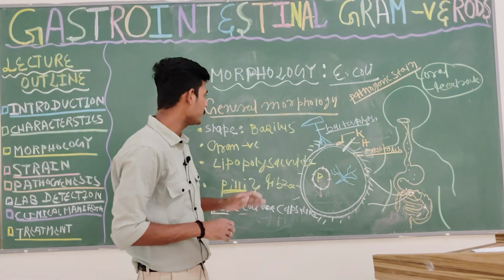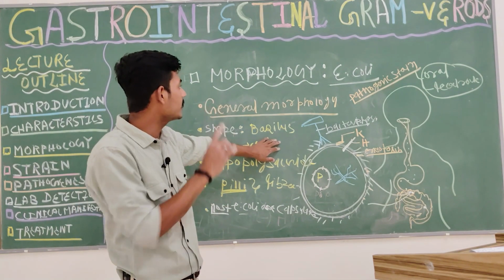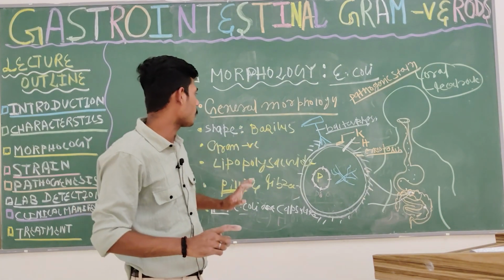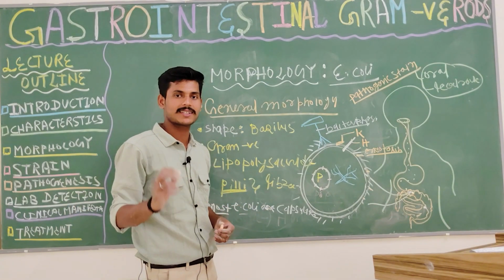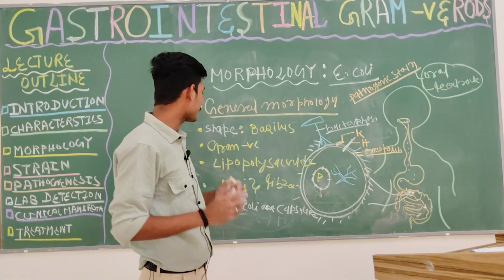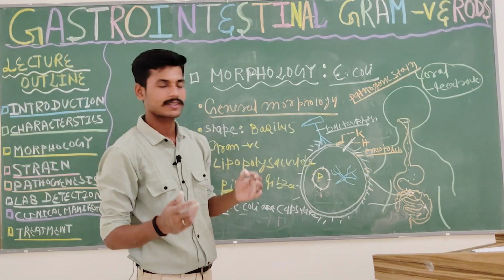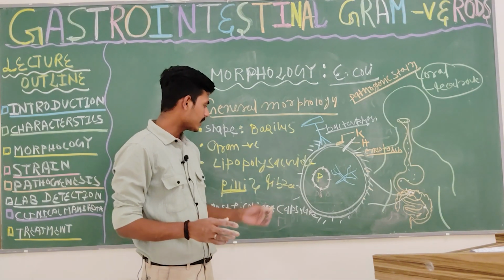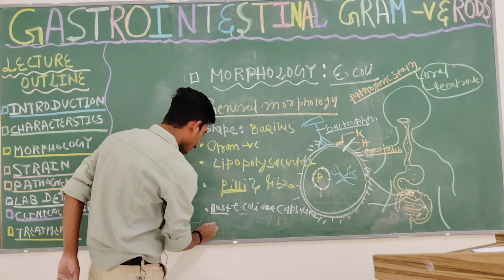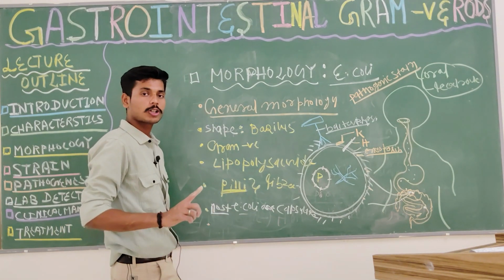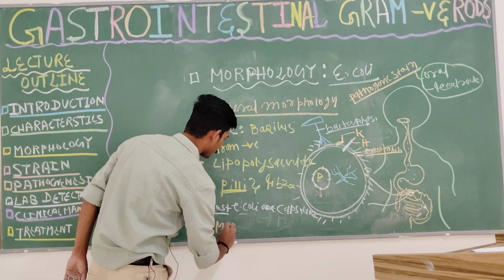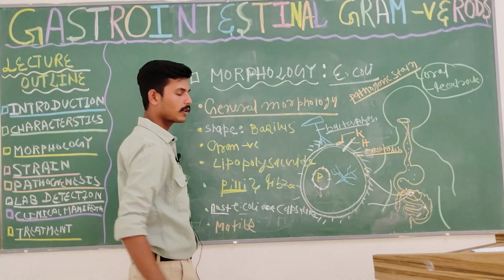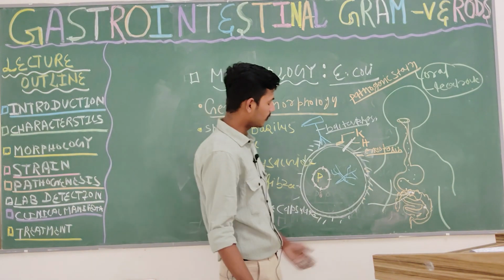Once again, what we studied in the morphology: first we discussed the general morphology. In the general morphology, we discussed they are facultative anaerobes, okay, and if we talk about their shape, they are bacillus shaped. They are gram-negative bacteria. They have the lipopolysaccharide, a thinner cell wall. There is the presence of fimbriae and pili. And remember, most of the E. coli, if we talk about their motility, they are motile bacteria. Fine. And most E. coli are capsulated, some are non-capsulated.